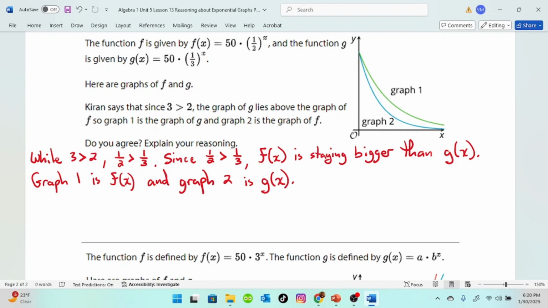So we have to be careful when we're talking about these growth factors. If I see fractions, I'm not comparing the denominators to each other. I'm comparing the whole fraction. And in this case, 1/2 is greater than 1/3. That means 1/2 is going to remain larger, and therefore f of x must be the graph on top and be graph 1, whereas graph g is going to decay quicker. It is going to be the graph on the bottom, graph 2.